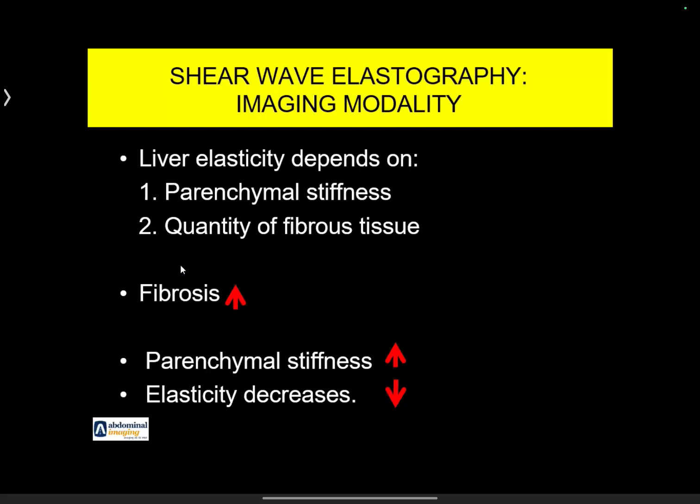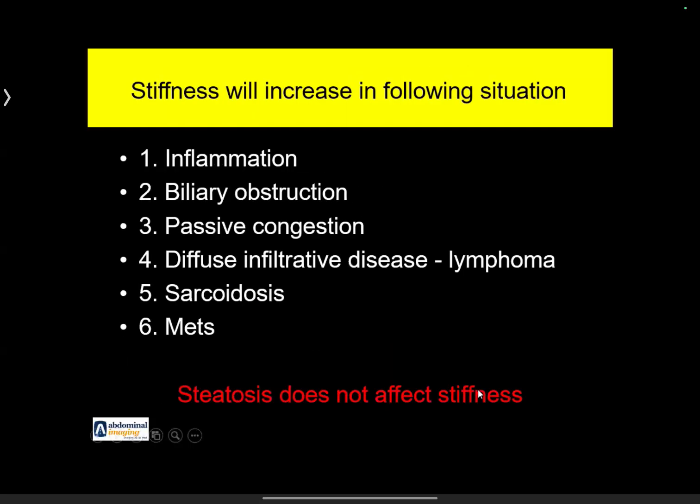Liver elasticity depends on the parenchymal stiffness and the degree of fibrosis. So the higher the fibrosis, the higher are the shear waves. Stiffness also increases in the following situations. So this can confound your results. You should be aware of this.